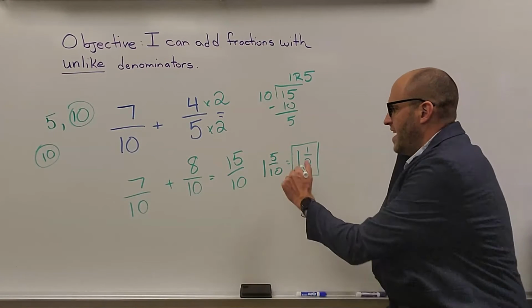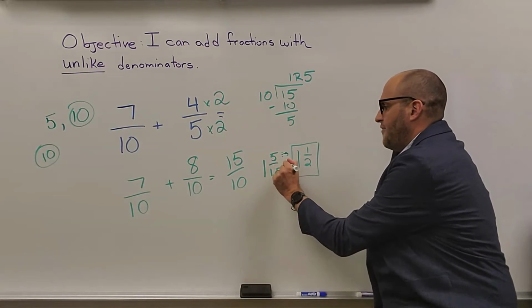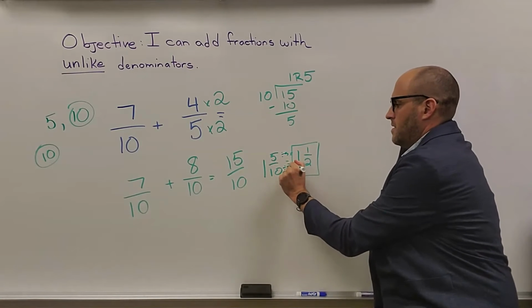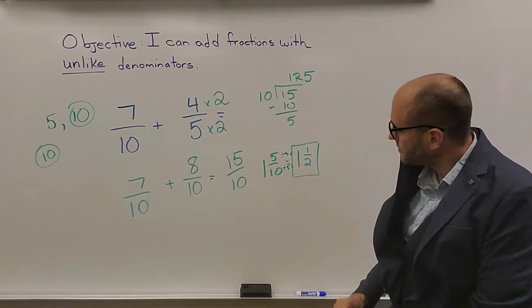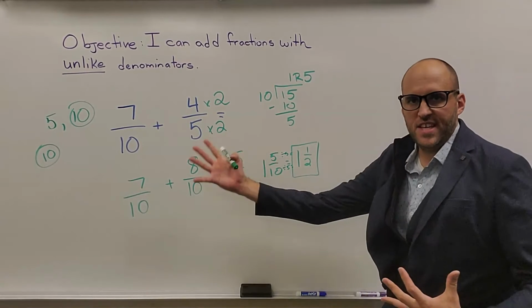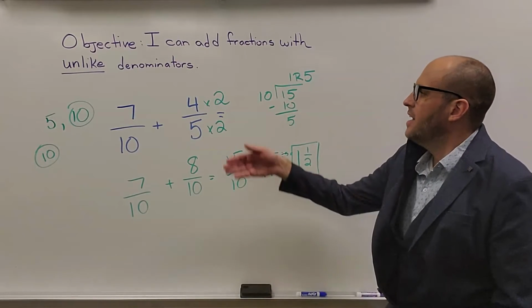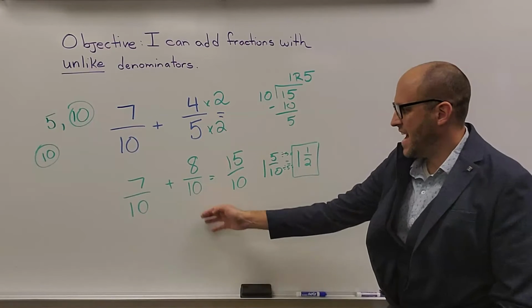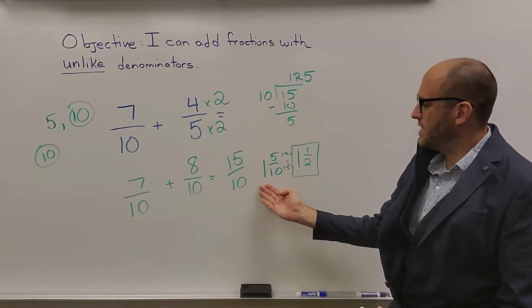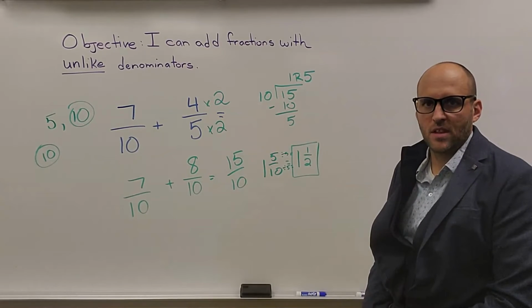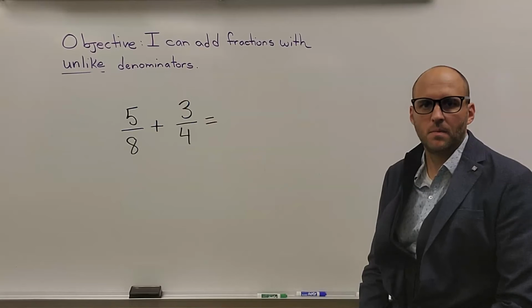5 is half of 10, which means I can simplify to 1/2. If you weren't sure of that, then you would just have to divide by 5 to get that answer as well. 1 1/2. And this is what a problem looks like if you have to do everything. Make equivalent fractions, add, make a mixed number, and then simplify. Let's do a couple more problems.